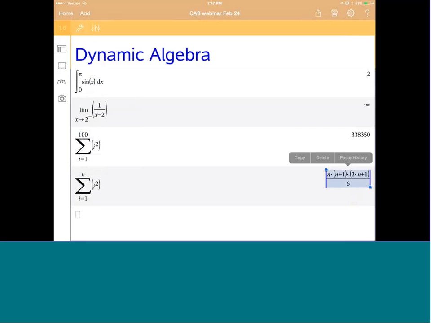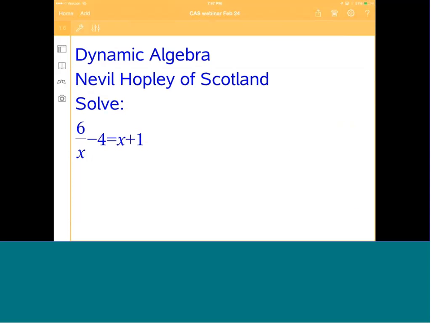All right, so what do I have next? Dynamic algebra. One person asked me, so how would you explain CAS to somebody? And I said, it's kind of like dynamic geometry, where you can investigate things and pull things around and see them change and interact with it. And so she said, you're talking about dynamic algebra. And I said, yeah, that's a good phrase for it.